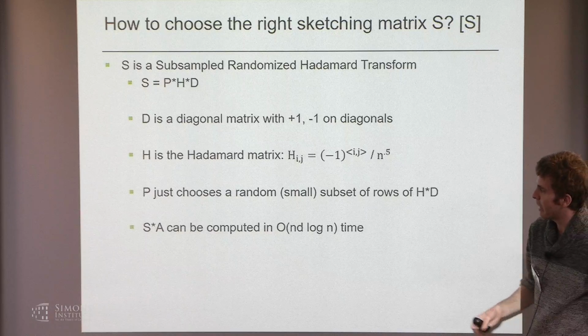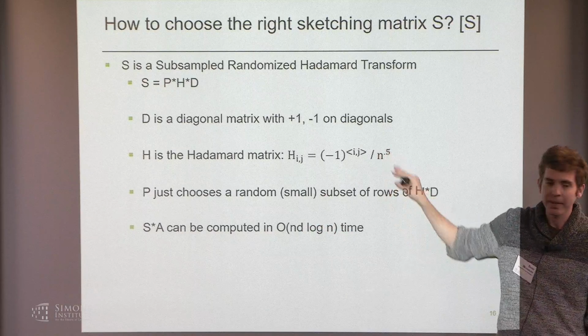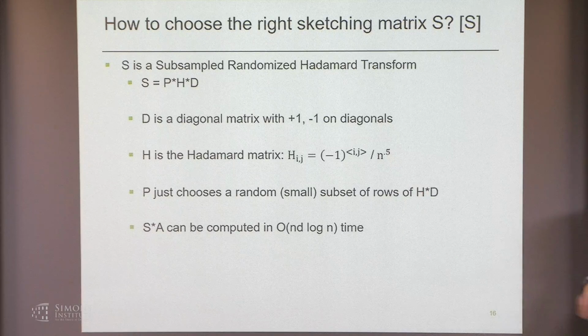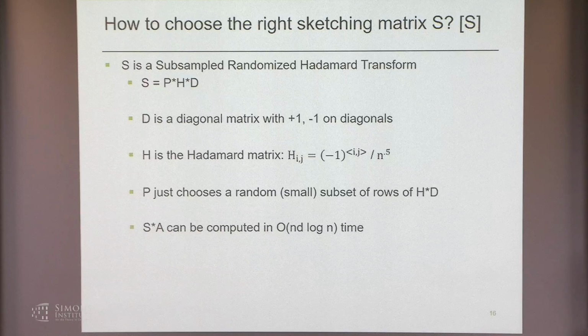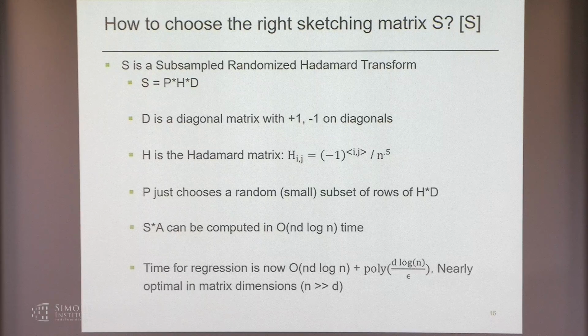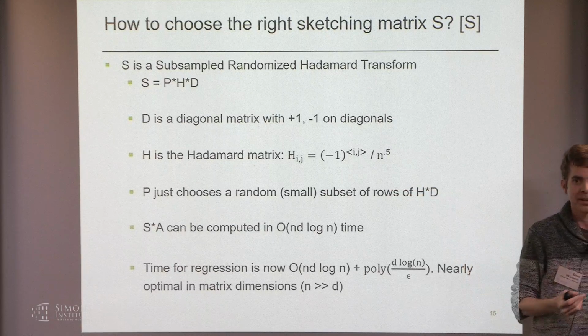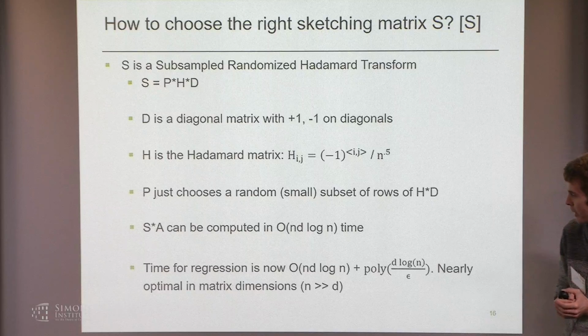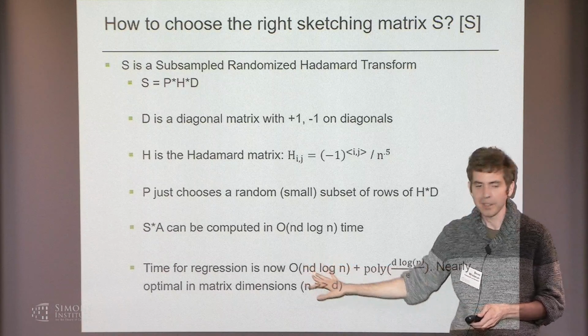Importantly, S times A can be computed in nd log n time using this fast Hadamard transform. The other things: D is order n time, P is even sublinear time. You can show that if P has roughly d over epsilon squared rows, you get a subspace embedding, and the same kind of argument goes through. Now, using the connection to regression that I described, you get a much faster algorithm. Instead of nd squared, you get roughly nd log n.